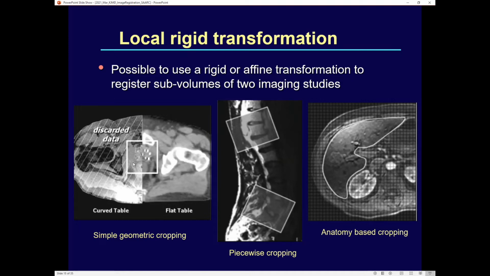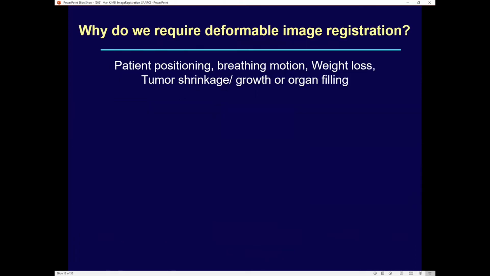By considering only a limited field of view that includes the region of the prostate or prostate surrogate, i.e. the markers, it is often possible to use an affine transformation to accurately register the prostate anatomy in these two studies. In the middle one, when you need to match the entire spinal cord, a piecewise cropping could be used to find the transformation and apply a mean one. Sometimes we need to identify an anatomical structure, like in the case of a liver SBRT, to do a matching algorithm. So why do we require deformable registration?